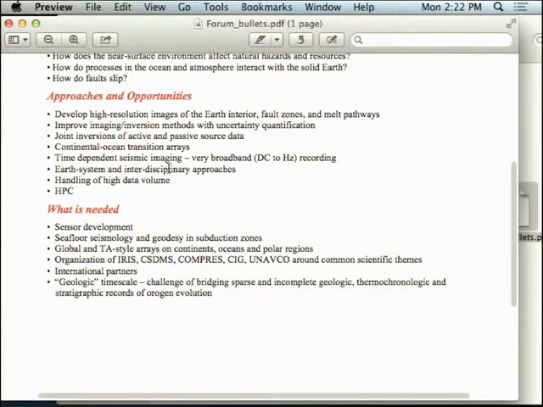So if there is nothing else, I would like to instead ask you if, as a community, you think that the core programs we have are appropriate to attack these problems. Should we develop them? Should we change them?